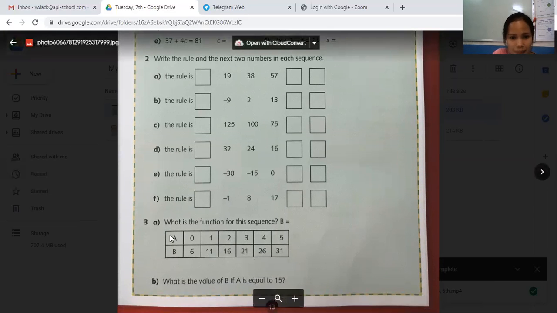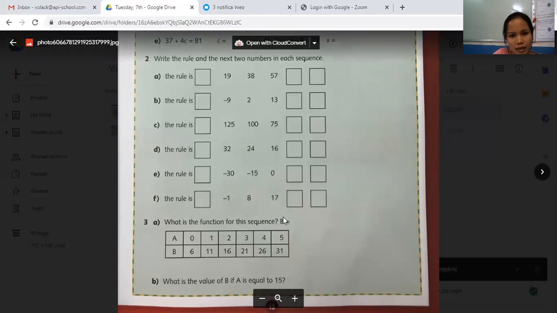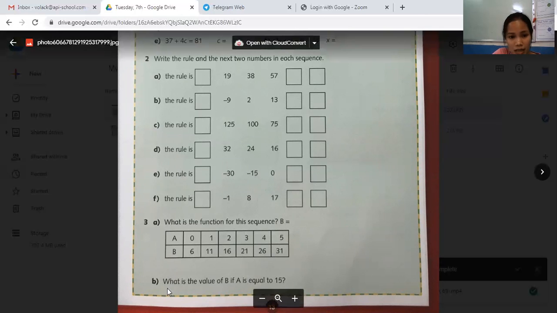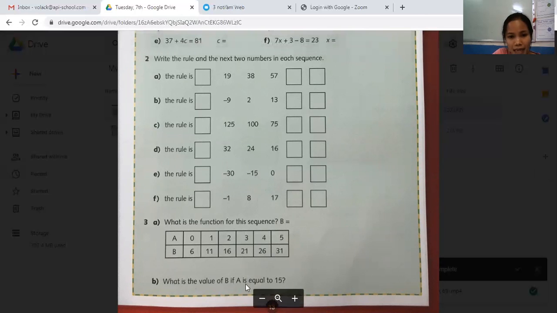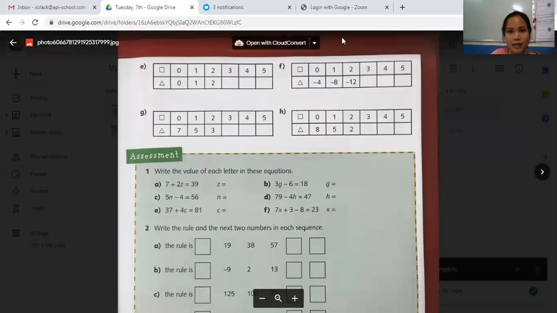Number three, they ask you what is the function for this sequence. Letter B. Function is like the rule. What is it? You find it out by yourself. And what is the value of B if A equals 15? Similar to another lesson. So you can do this. And if you have any question, again, feel free to ask, but I don't think you guys have any question also. Okay, thank you.